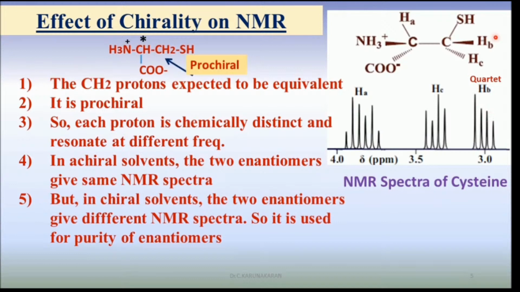For example, the Hb proton couples with the Hc proton because they are not chemically equivalent. They are also not magnetically equivalent. And further, it couples with the A proton to give a quartet.